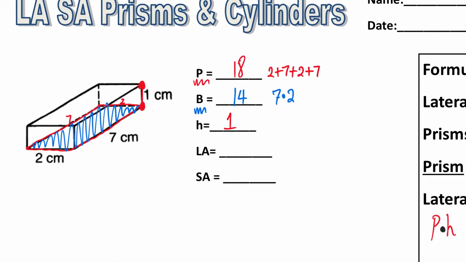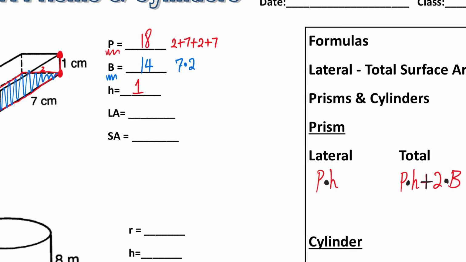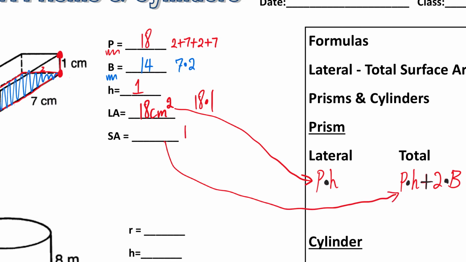Okay, so for lateral surface area of a prism, this formula right here, just P times H. So 18 times 1, what's that going to be? 18 square centimeters. And then for total, we're using this formula. So 18 times 1 plus 2 times 14. What does that give you? 46.